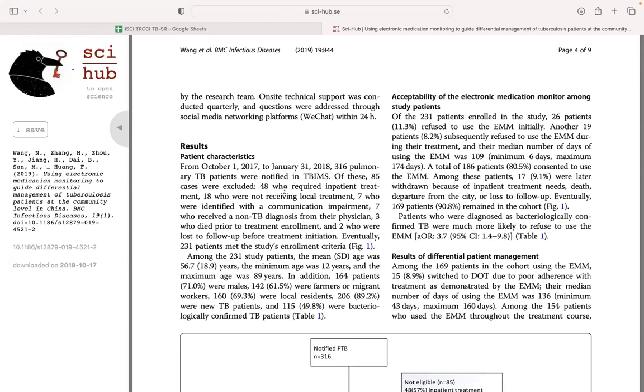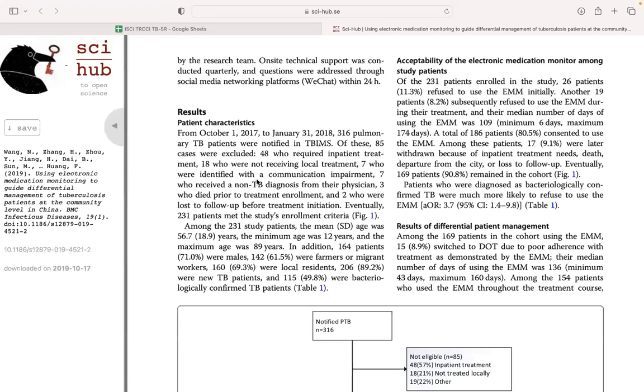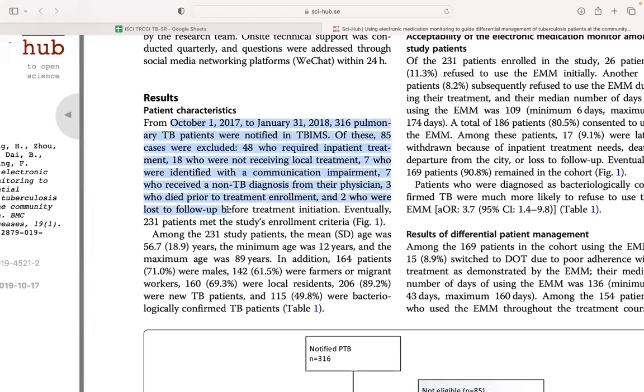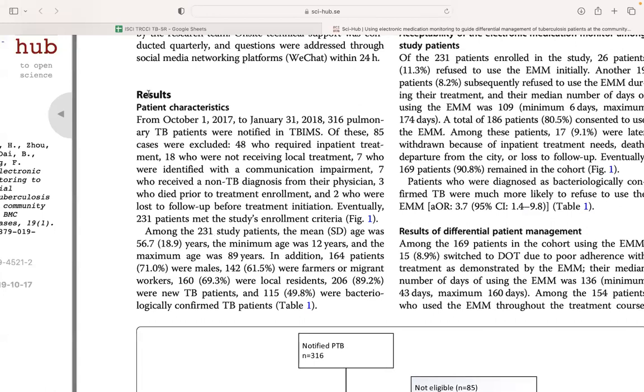But first, let's only read the results part because I don't want anybody to get overwhelmed by a large amount of text. So results is a small part of a manuscript and it's easier to go through. So there you go. This is baseline information. We are going to go line by line throughout the text under results. So from this state to this state, these many TB patients were notified, these many were excluded. So this is basically telling us how the patients were included, how many were excluded. We don't need this information to be put in findings.